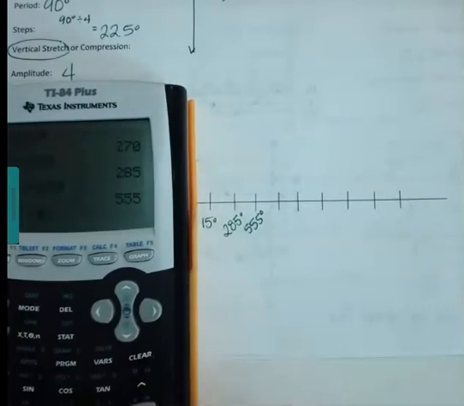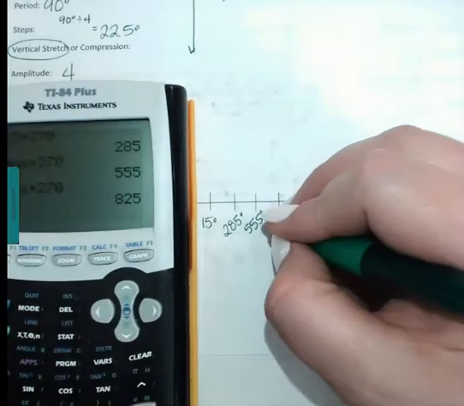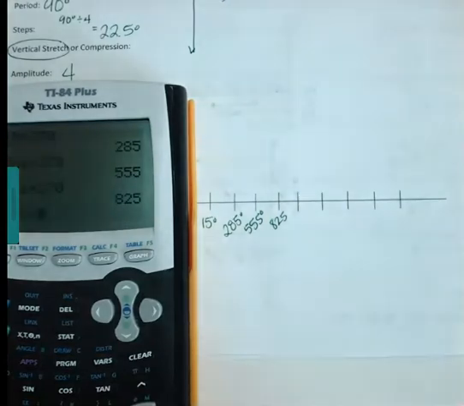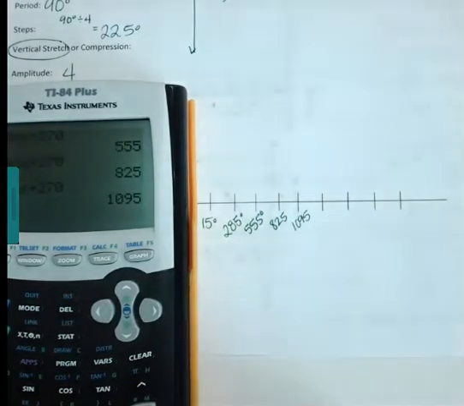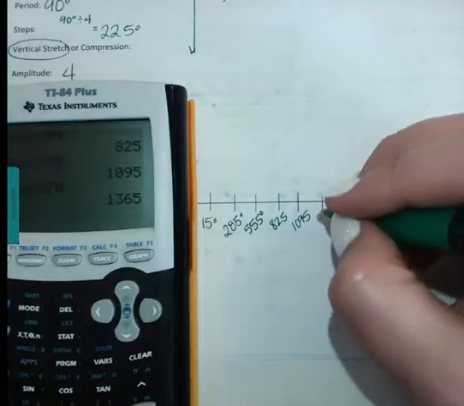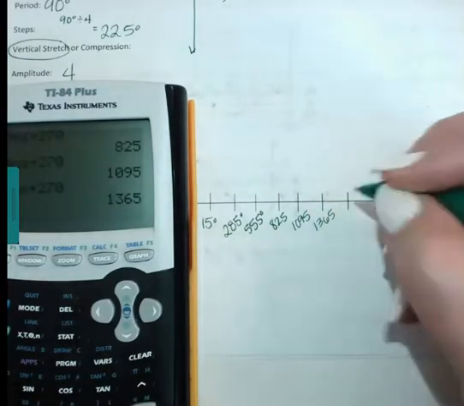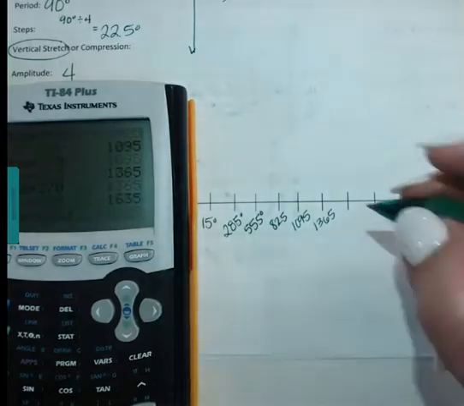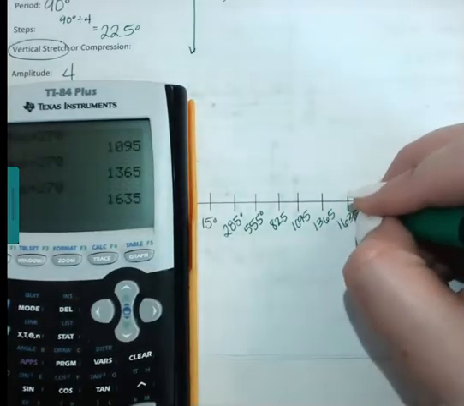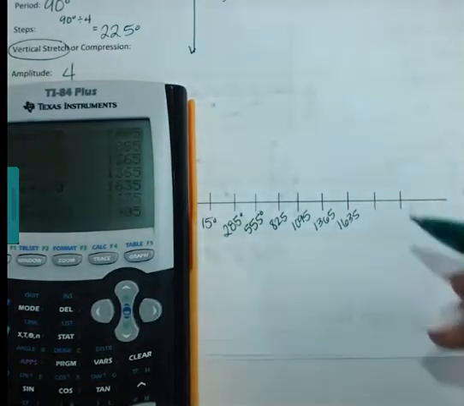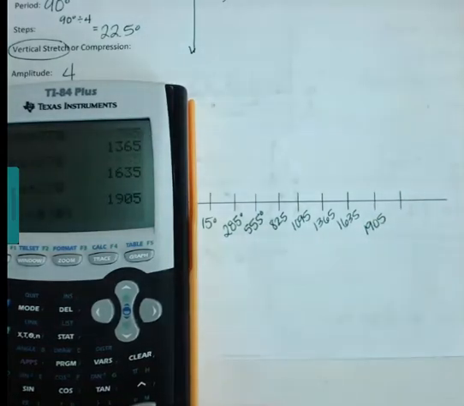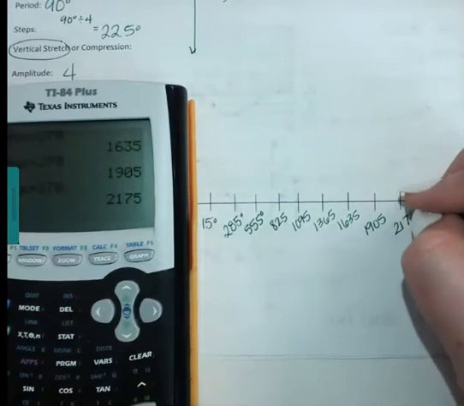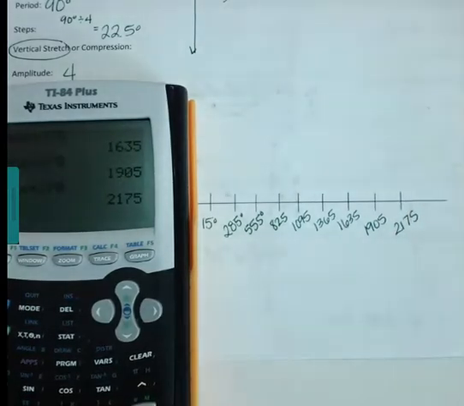So 555 plus 270, my next marker is an 825. Plus 270 is a 1095. Plus 270 is a 1365. Then a 1635, then a 1905, then a 2175. Okay?